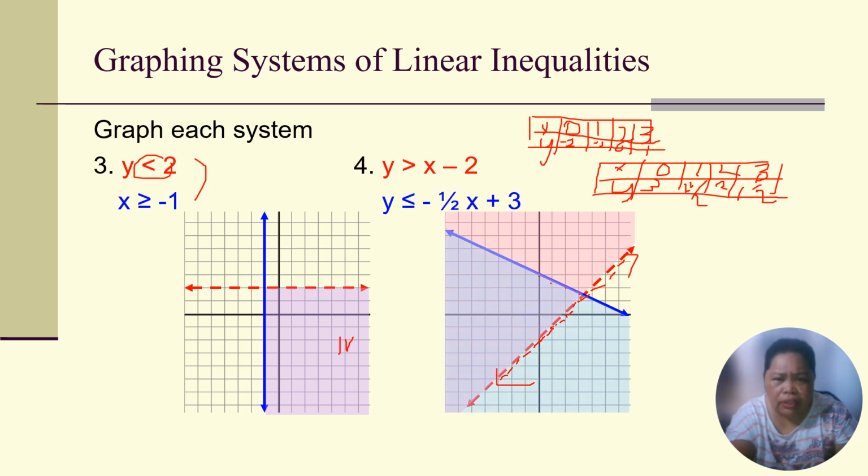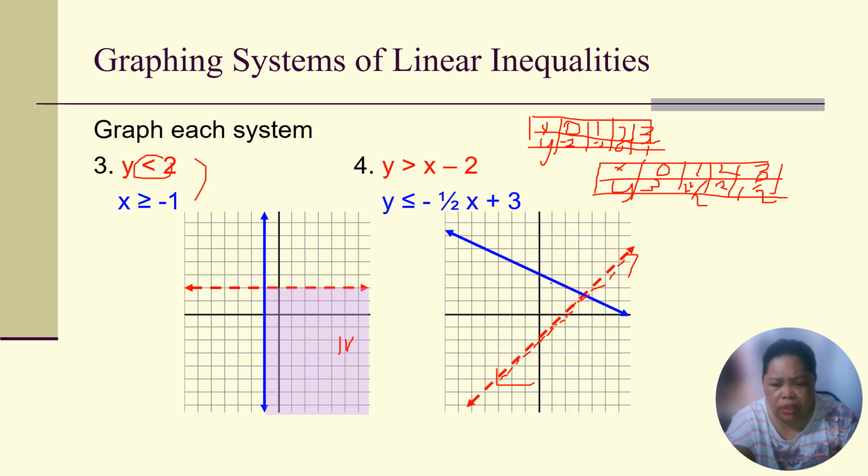And then you shade down because it's less than. When it's greater than, it goes upward. But since it's less than, we will check where the shading goes. So these are the solutions. This side here is the solution of this given.